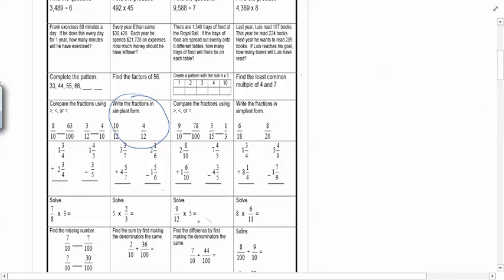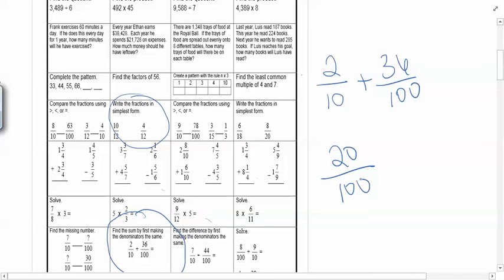Right here. Find the sum by making the denominators the same. All you're doing is finding an equivalent fraction. I have 2/10 plus 36 hundredths. An equivalent fraction of 2/10 is 20 hundredths. Now, since both of my denominators are the same, I can add up 36 plus 20. 6 plus 0 is 6. 3 plus 2 is 5. So I have 56 hundredths. That's what you should have gotten for that problem.